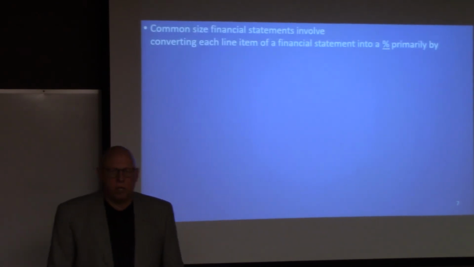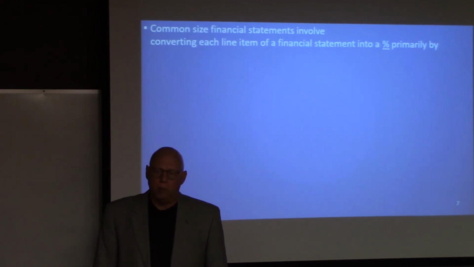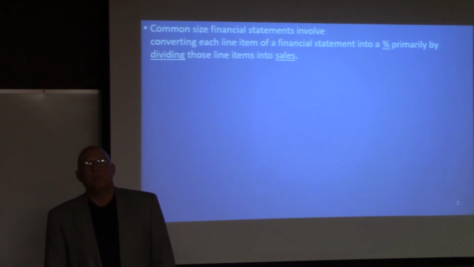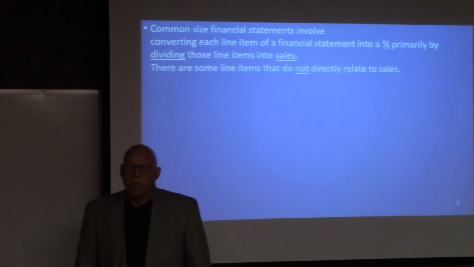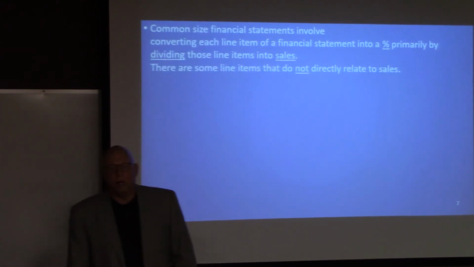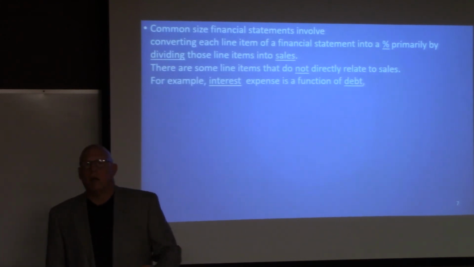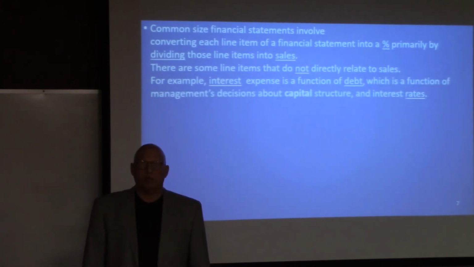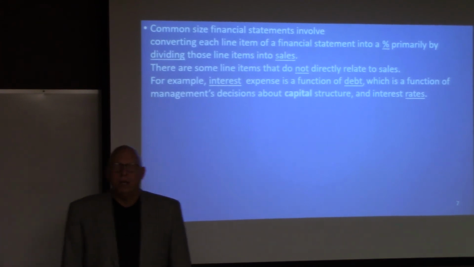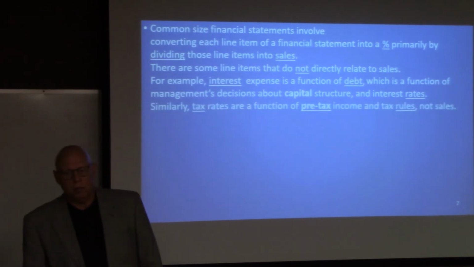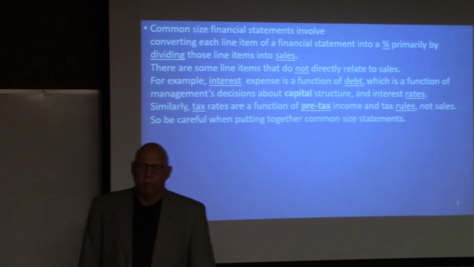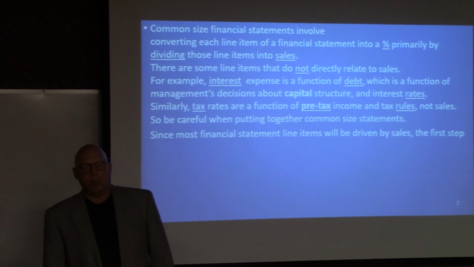All right. Common size financial statements involve converting each line item of a financial statement into a percentage, primarily by dividing those line items into sales. We looked at this very quickly in managerial finance. There are some line items on the income statement that do not directly relate to sales. For example, interest expense is not a function of sales, it's a function of debt, which is a function of management decisions about capital structure, and interest rates. These are the things that affect interest expense, but we're going to go ahead and divide them into sales. Similarly, tax rates are not a function of sales, they're a function of pre-tax income and tax rules, not necessarily sales. So be careful when putting together common size financial statements.